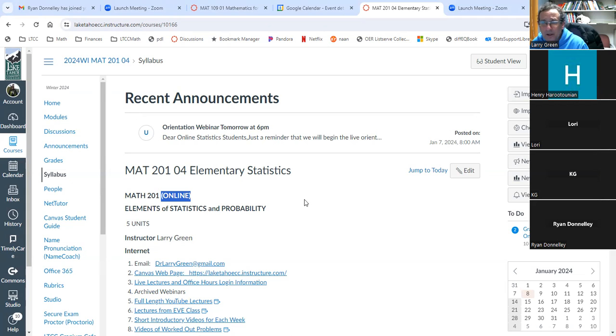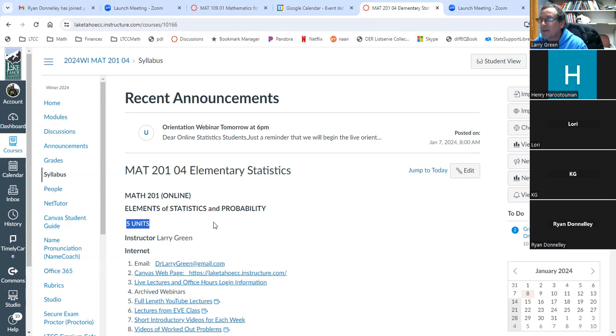So let me go through the syllabus, kind of one line at a time, and talk about what's up. This is elements of statistics and probability, elementary statistics. It's a 5-unit class, which means there's a lot of work to do.